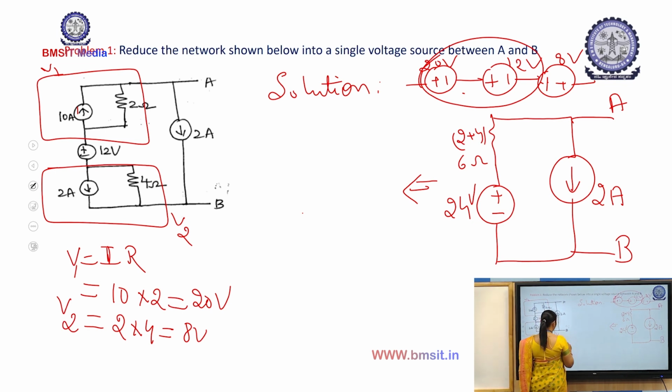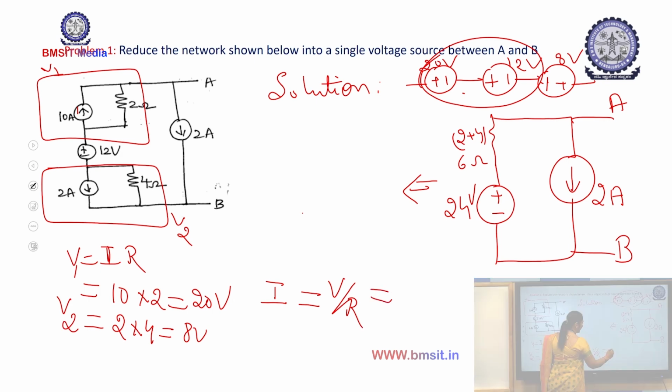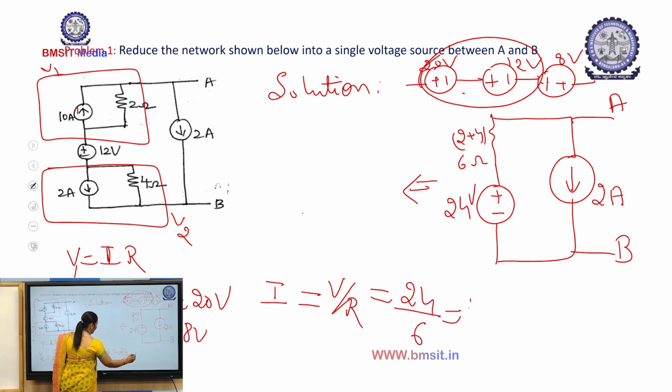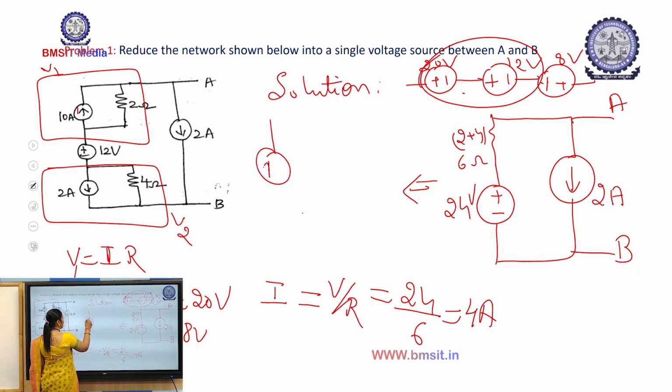In order to do voltage source to current source, we have to find out the current. Current will be equal to V by R. What is V? V here is 24, divided by 6. You have a 4 amps current. So you need to connect 4 amps current with the polarity and the direction of the current source. You just check it.